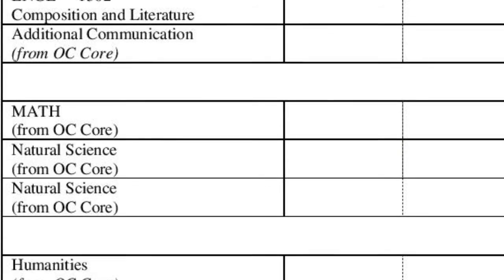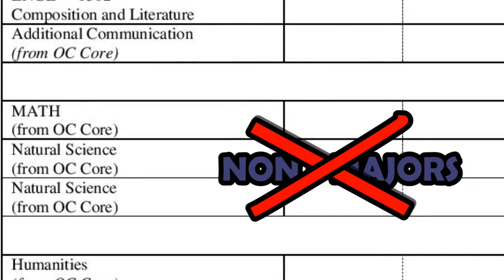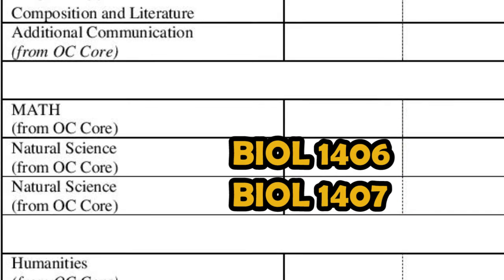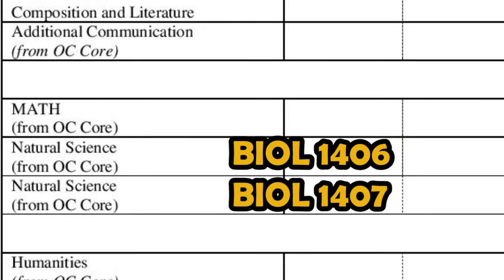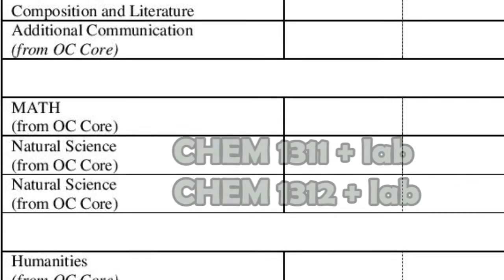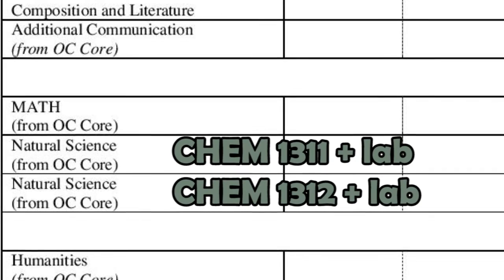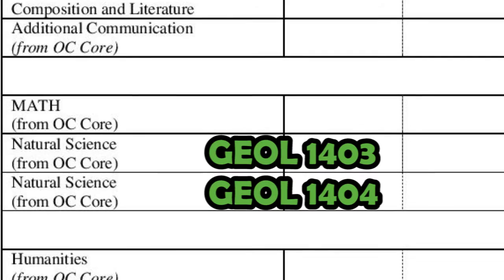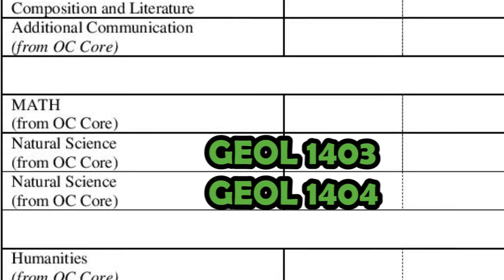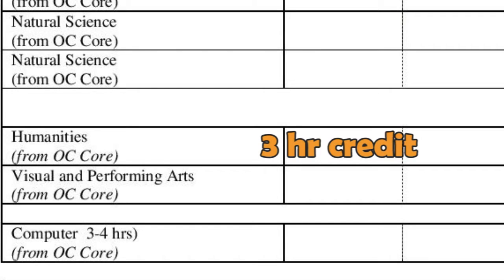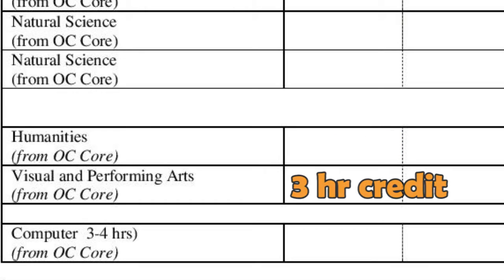For a science degree, you cannot take non-major science classes. Biology 1406 and Biology 1407 are preferred. However, you can also take Chemistry 1311 with the lab and Chemistry 1312 with the lab, or Geology 1403 and Geology 1404. In the next section, you need a 3-hour humanity credit and a 3-hour visual and performing art credit.